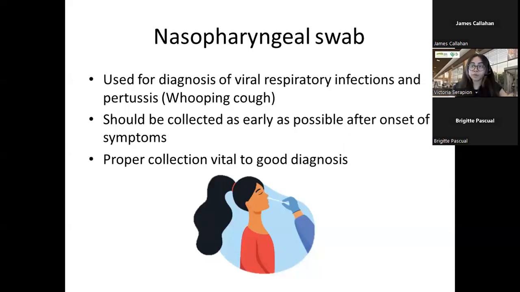Nasopharyngeal swabs or NP swabs are used for diagnosing viral respiratory infections and pertussis. Ideally, your sample should be collected as early as possible after the onset of symptoms, and proper collection will ensure a good diagnosis. And of course, when your staff are taking these NP swabs, they should have gloves, face protection, so your mask, your goggles, as well as any other PPE that they might need.